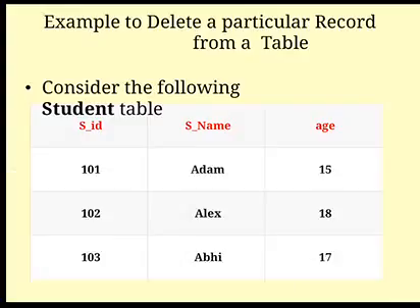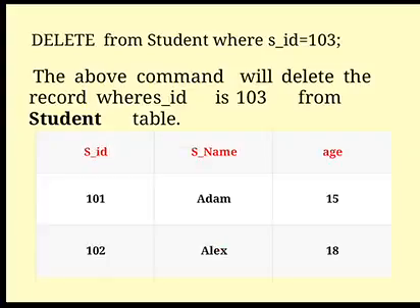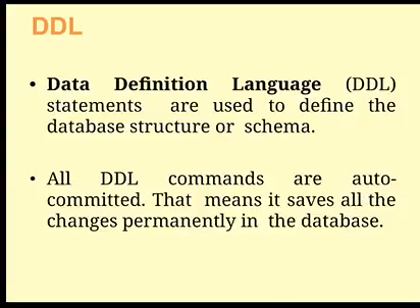And this is also an example for the delete command. This particularly deletes a row. Previously, rows 101, 102, and 103 were there. When the delete command is used, row 103 is deleted. So next, DDL commands.